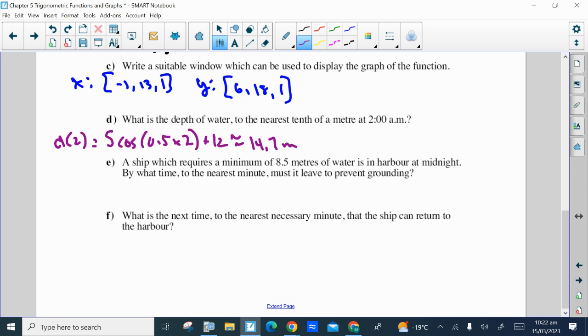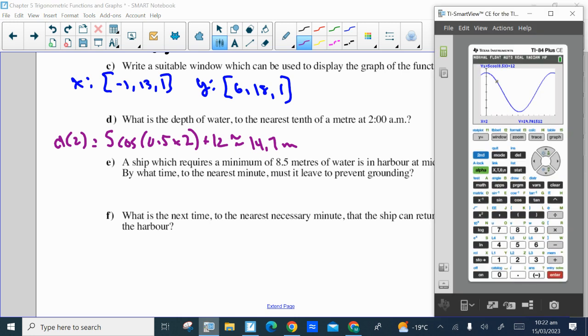Part E: a ship which requires a minimum of 8.5 meters of water is in harbor at midnight. By what time, to the nearest minute, must it leave to prevent grounding? We did this on our calculator yesterday by graphing the second equation, in this case y equals 8.5. It'll draw that line, and we need to find that first point of intersection. Second function trace, number 5 for intersect, enter, enter. I'll put my guess at 5 hours, and it's actually at 4.69 hours.